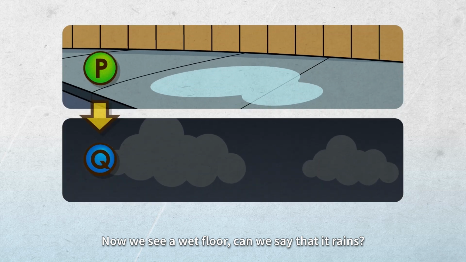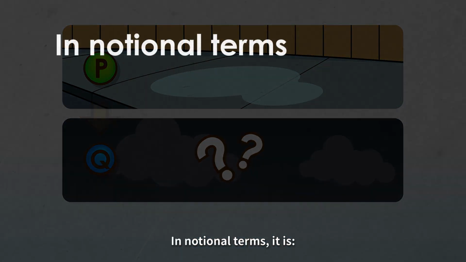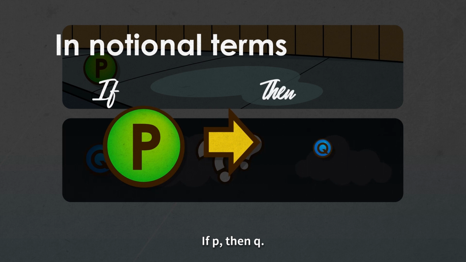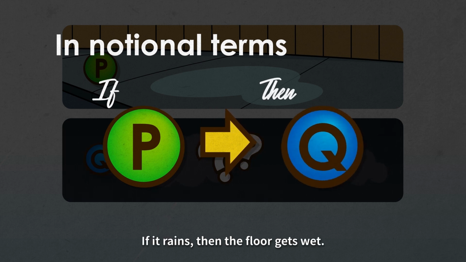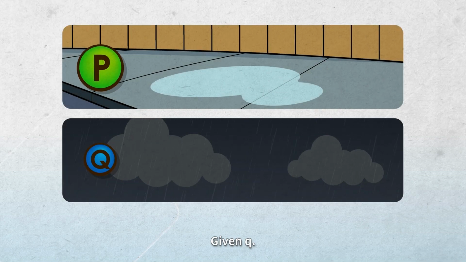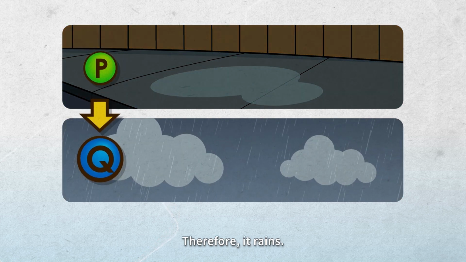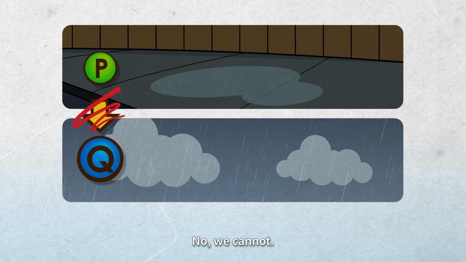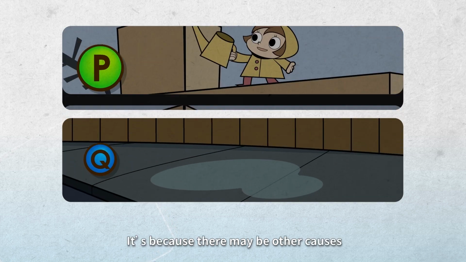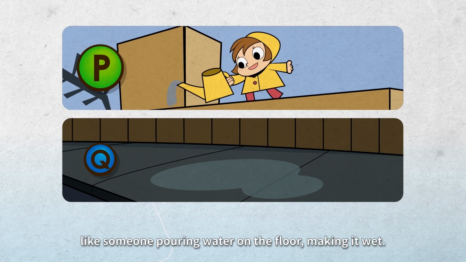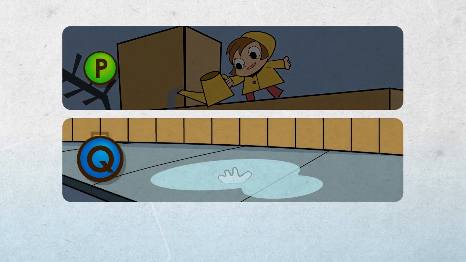Now we see a wet floor. Can we say that it rains? In notional terms, it is if P then Q. If it rains, then the floor gets wet. Given Q, now the floor is wet, therefore P, therefore it rains. No, we cannot. It's because there may be other causes, like someone pouring water on the floor, making it wet.